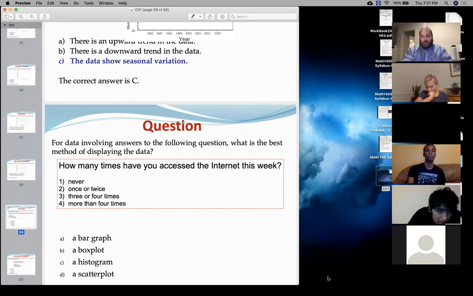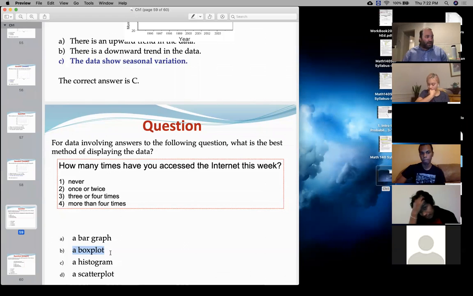Go, 5, 4, 3, 2, 1, go. So I see lots of A's. I saw a couple C's, a few C's. Okay, well, first, we haven't even mentioned what a scatter plot is, and we haven't mentioned what a box plot is. So hopefully you don't say B or D, because we haven't even used those terms yet. And they're not going to throw you a question whose answer is something that we haven't described. So you can immediately eliminate those possibilities, right?